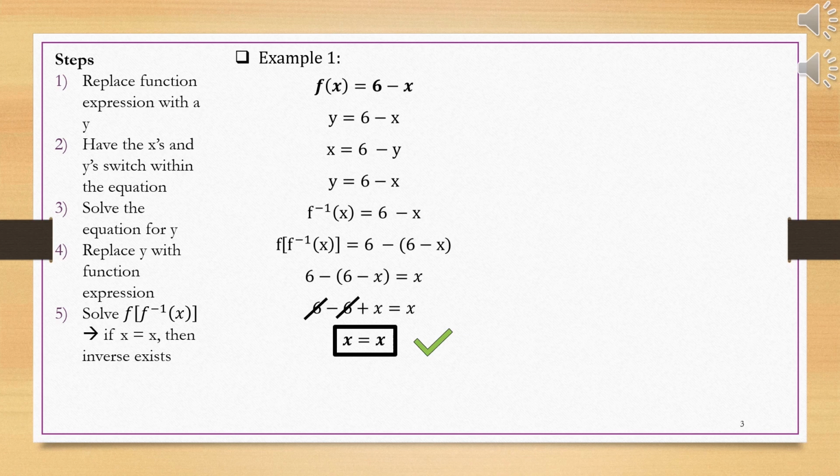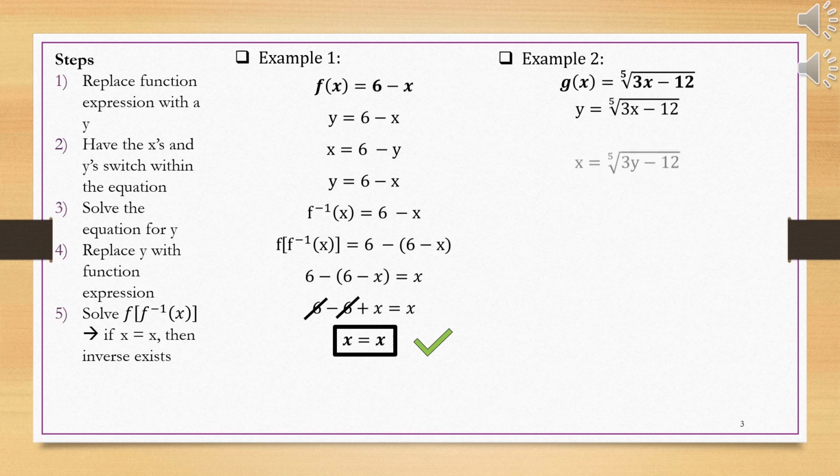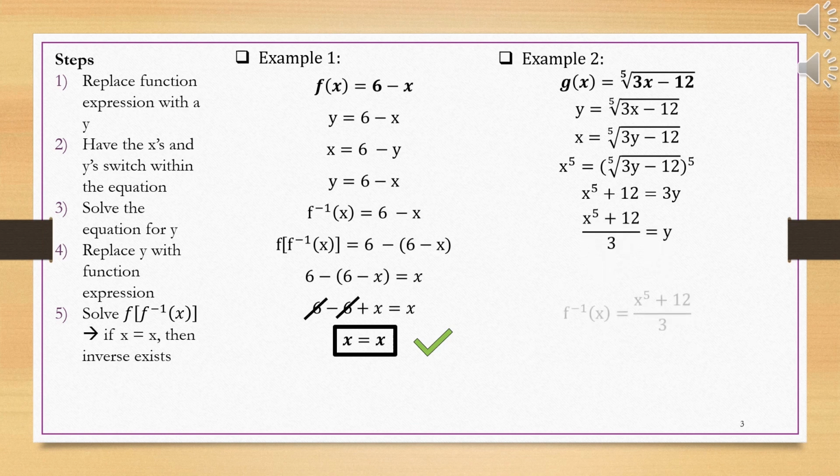Now, example 2 looks a bit more complicated, but we can tackle it together. Here, we see that g of x, or y, equals 5th root of 3x minus 12. We will have the x's and y's switch positions so that the equation now looks like x equals 5th root of 3y minus 12. Now, we solve for y by raising both sides to the exponent of 5. This leaves us with x to the 5th plus 12 equals 3y. Now, we will divide by 3 in order to isolate the y. The inverse function is therefore x to the 5th plus 12 divided by 3.